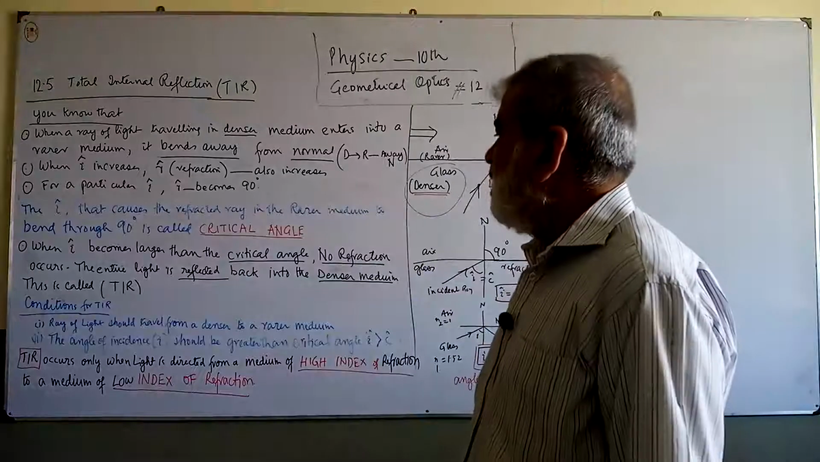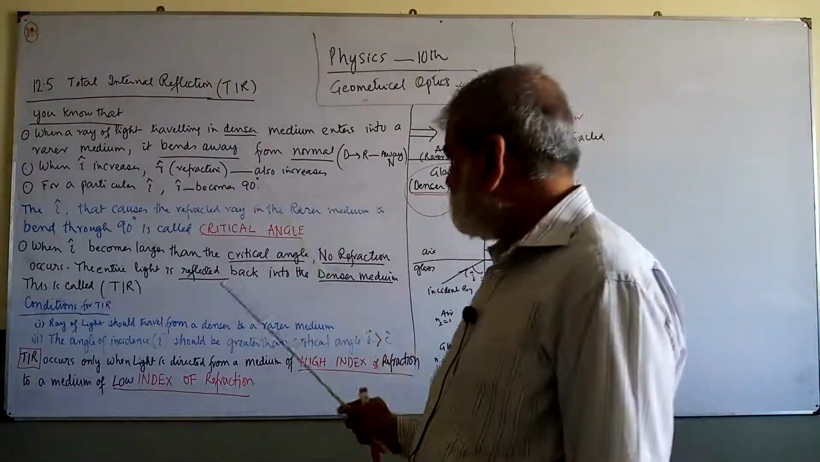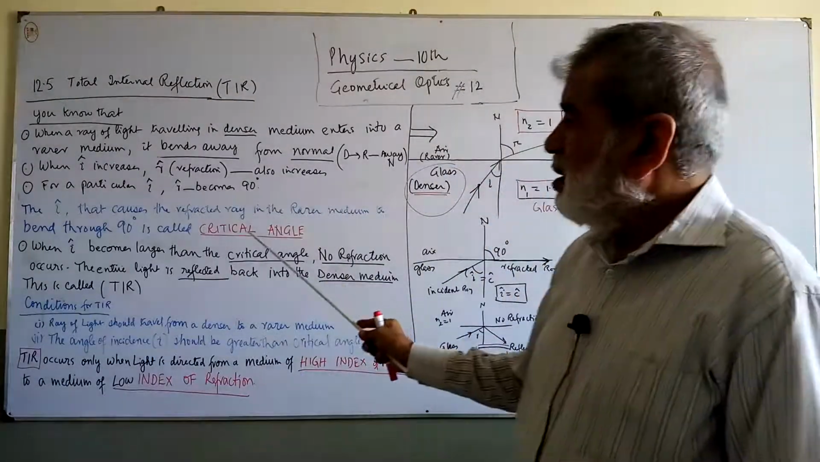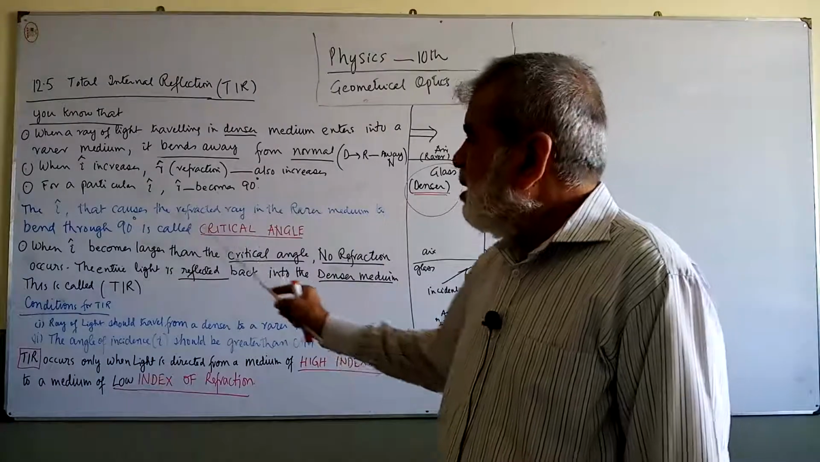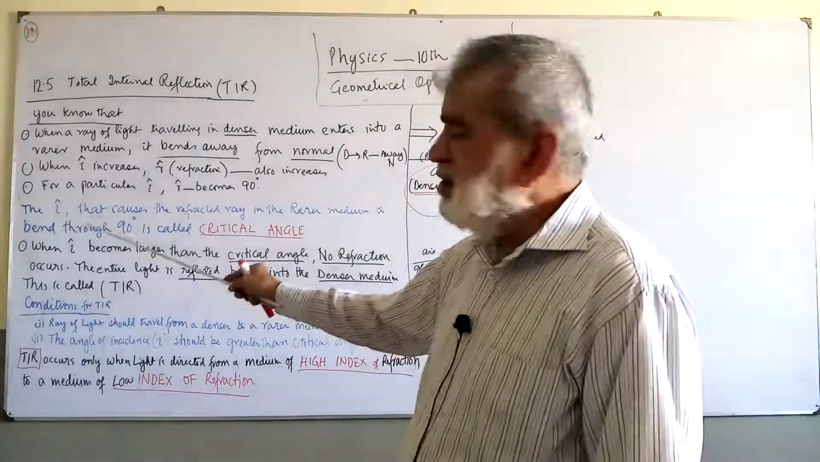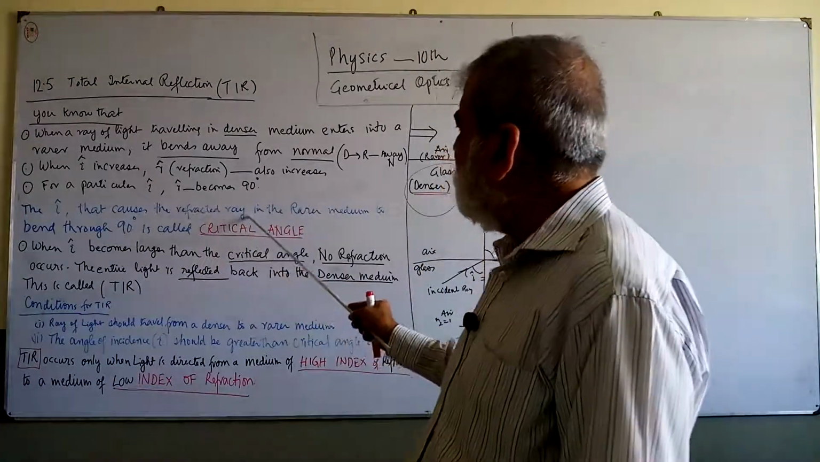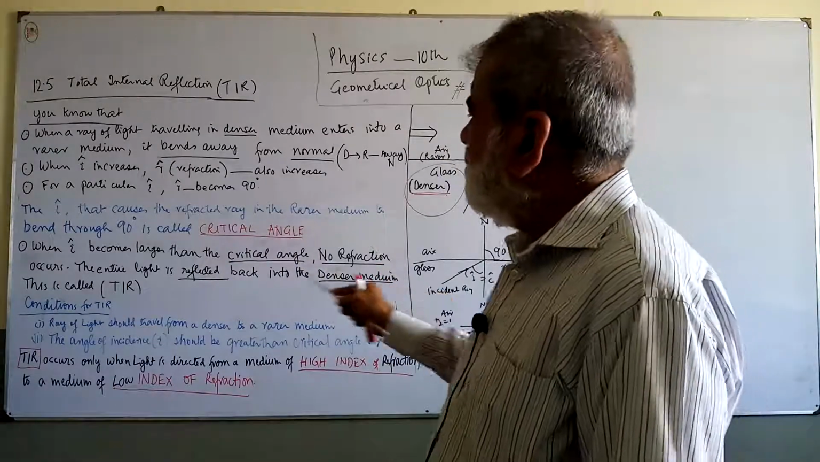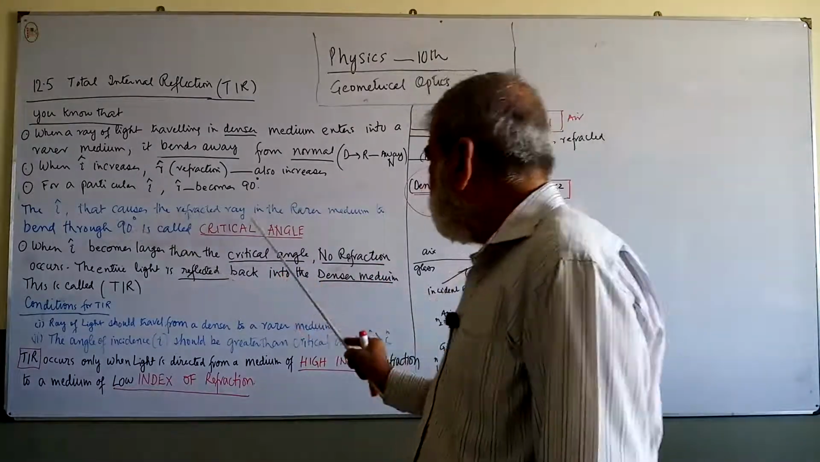Okay, again I tell you, what is the critical angle? The angle of incidence that causes the refracted ray in the rarer medium to bend through 90 degrees is called the critical angle.